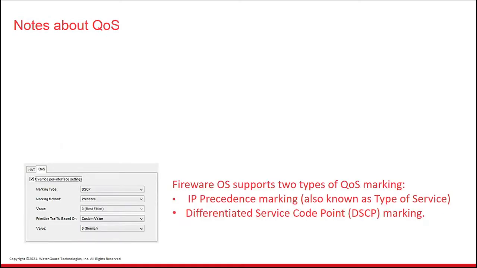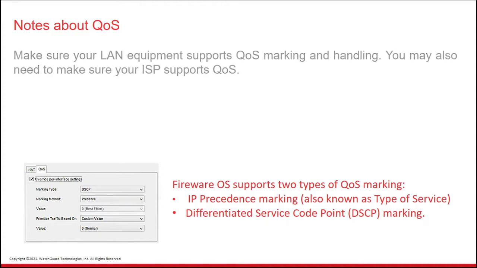Now, on the other hand, if we're talking about quality of service, right? First of all, when it comes to quality of service, we need to make sure that the LAN equipment supports quality of service marking and handling, right? When you're dealing with a switch, if there is a switch in there, the devices that are going to be handled, like, for example, voice over IP devices.